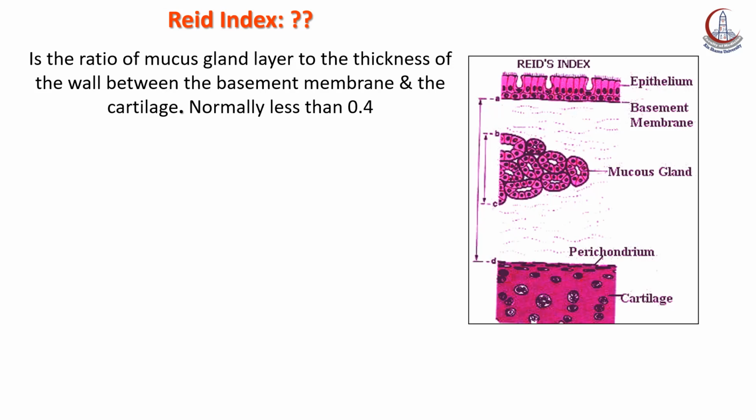What is Reid index? The definition of Reid index is the ratio of mucous gland layer to the thickness of the wall between the basement membrane and the cartilage. Here is the basement membrane, and this is the cartilage, and this is the wall. The ratio between the mucous glands to the whole thickness of the wall, we call it Reid index. Normally, this index is less than 0.4.